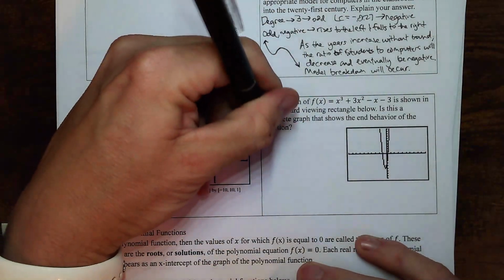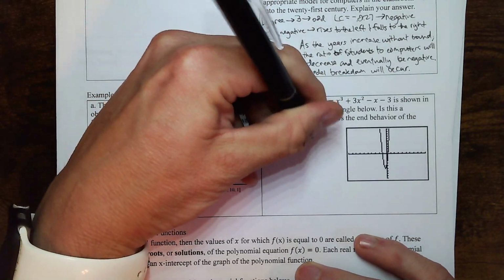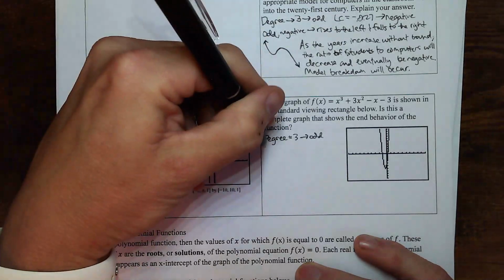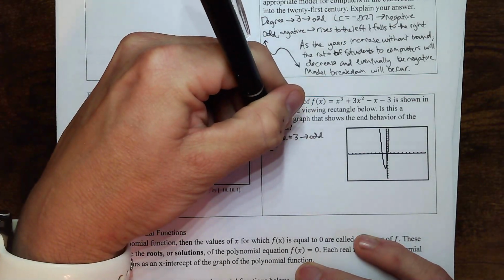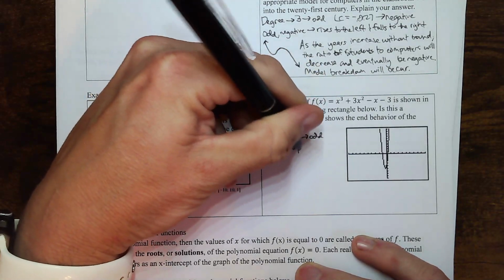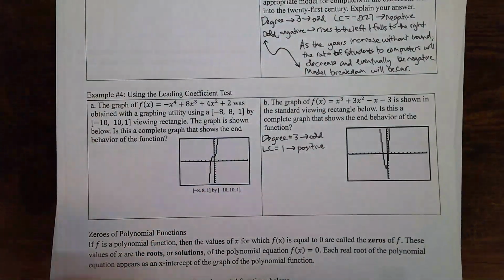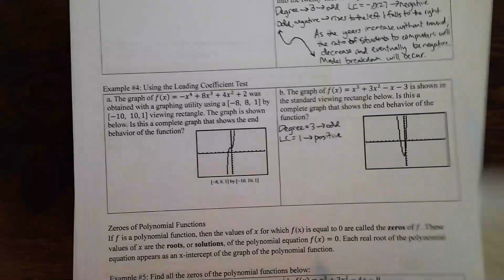So its degree is 3, so that's odd. And then the leading coefficient is 1, just positive. So it's an odd positive. Remember, odds go in different directions. We've got the previous page of notes, if you don't have it memorized yet.